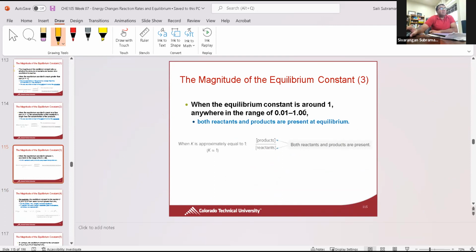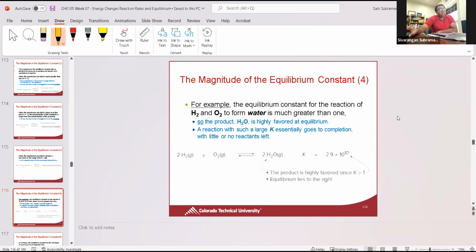When the equilibrium constant is around 1, anywhere in the range of 0.01 to 1, then you can generally say that both reactants and products are present in roughly the same concentration. Okay, so let's look at an example, and this will hopefully illustrate the point.